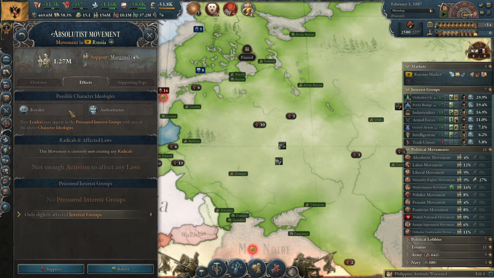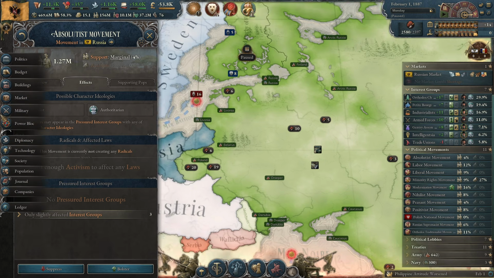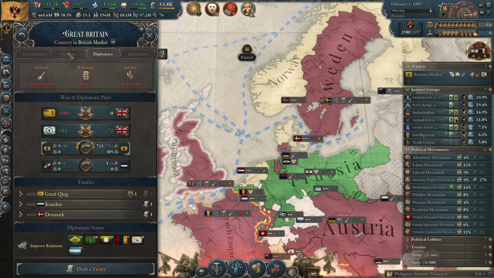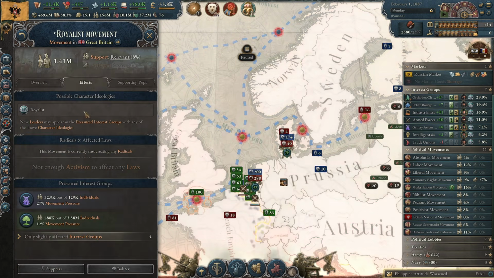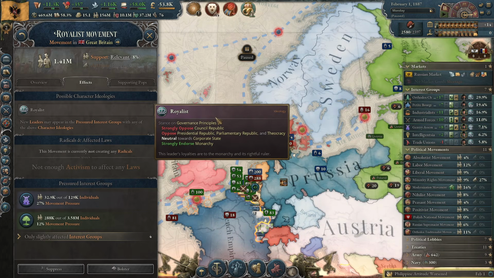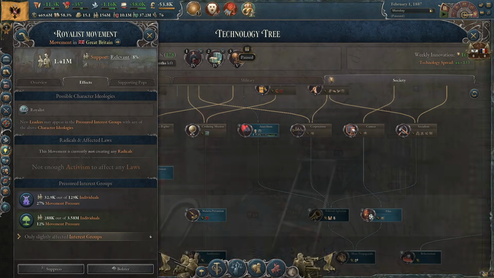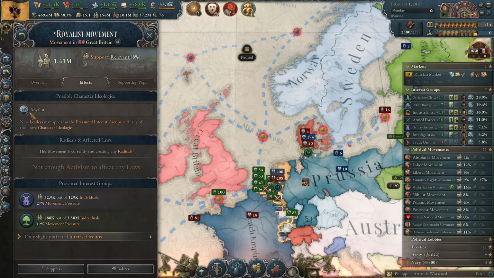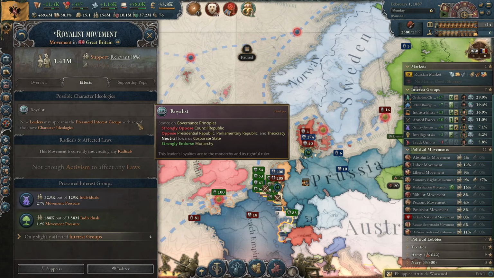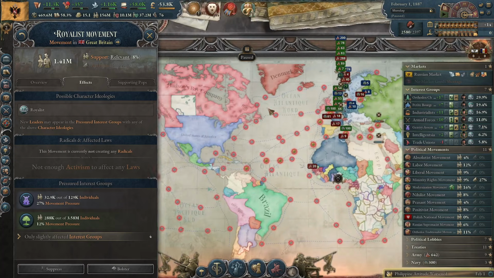Something else to note is that possible character ideologies, this is not the full exhaustive list. If we were to get a royalist movement early on, if we head over to Great Britain, who should still have one, we can see they only have the royalist ideology. However, if you research feminism, the royalist movement will change. It will be able to give you either regular royalists or enlightened royalists, who are more supportive of things such as multiculturalism.